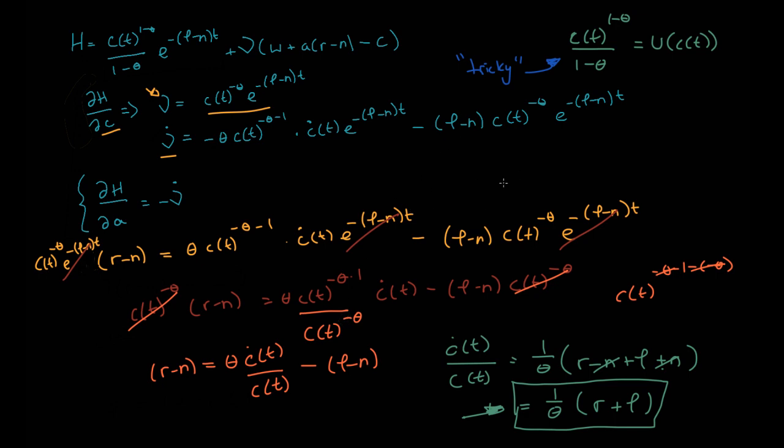And then the last part of question A asks us to write down the transversality condition. Just so we remember, the transversality condition is that the limit as time goes to infinity, so when the sun blows up, assets price will be equal to 0. So just saying that before the world ends, you have to consume everything. Don't leave anything behind, because that doesn't make any sense.